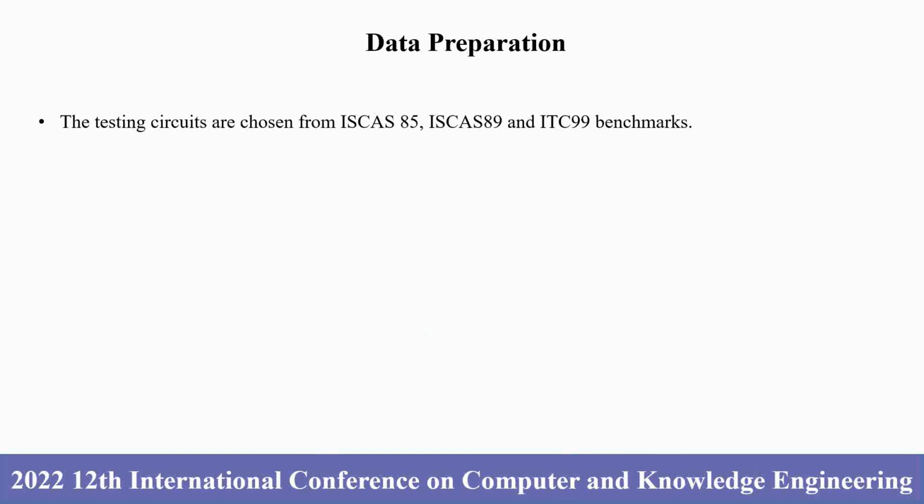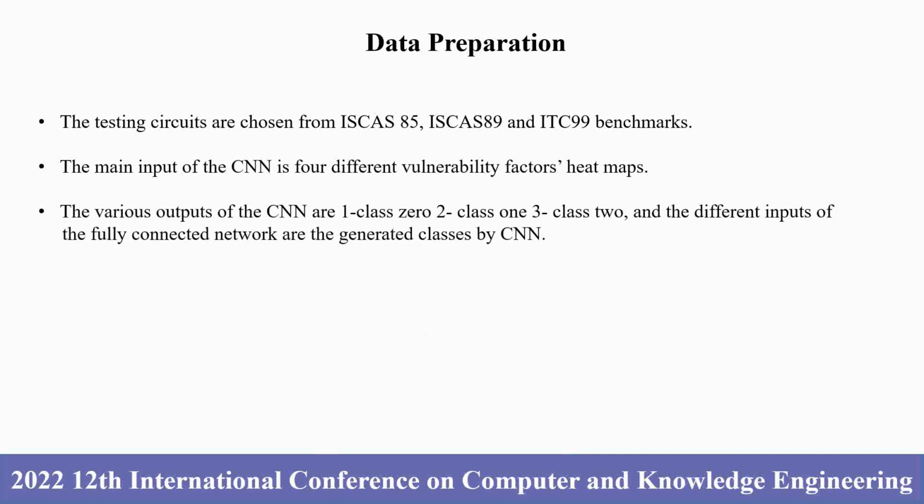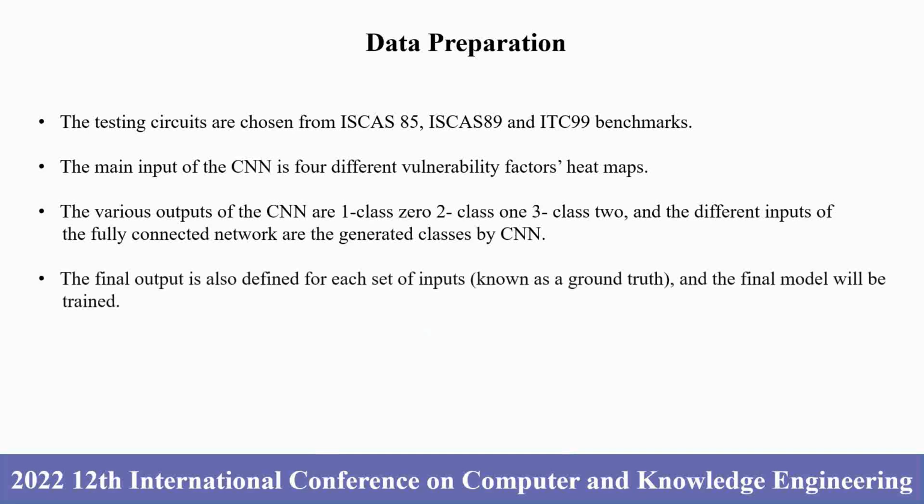The next step is, of course, data preparation for the neural network. The testing circuits are chosen from ISCAS 85, ISCAS 89, and ITC 99 benchmarks, as I mentioned. The main input of the CNN is 4 different vulnerability factor heat maps. The outputs of the CNN are class 0, 1, 2, and the inputs of the fully connected network are the output of the CNN. So it's a sequential neural network: first the CNN, second a fully connected neural network. The final output is also defined for each set of inputs. We define this as a ground truth because there is no ground truth for this, and we investigated the testing circuits and defined it by ourselves. And the final model according to this will be trained.